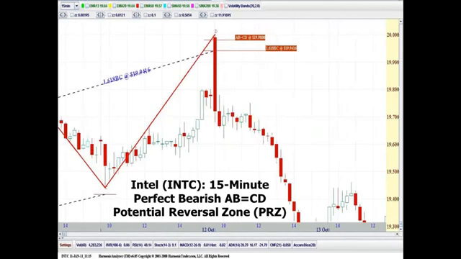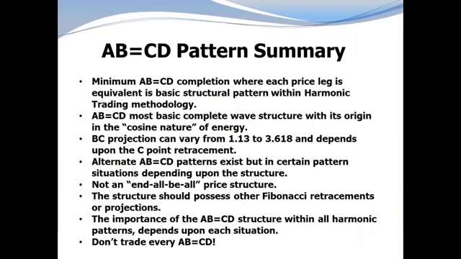Looking at the price action in the potential reversal zone, clearly on the day that the stock opened and gapped up, it stopped immediately after testing the equivalent AB equals CD point. This happens frequently in harmonic trading, but if we know what to look for, we know how to capitalize on these opportunities.